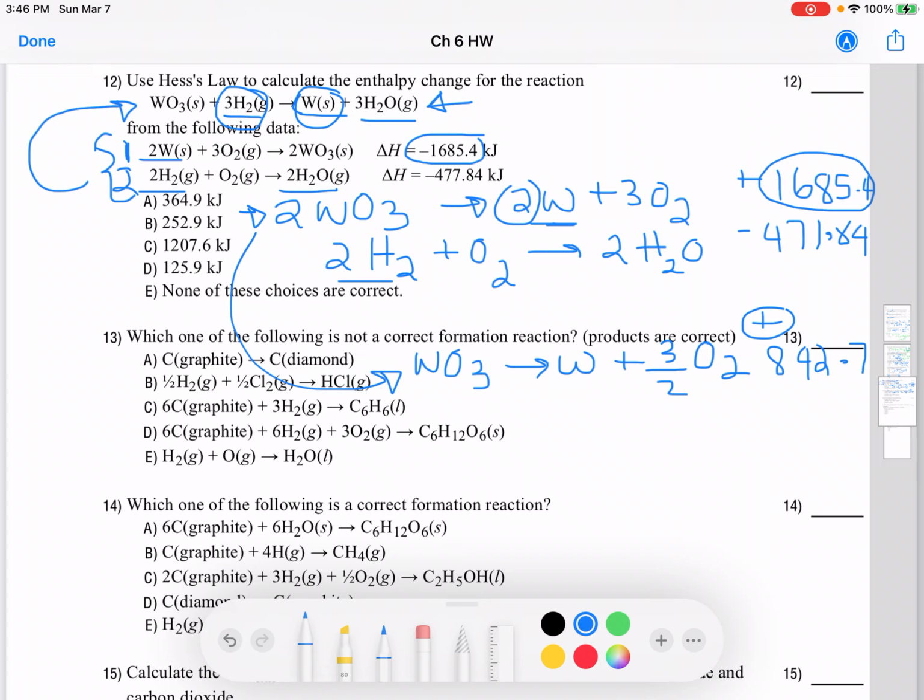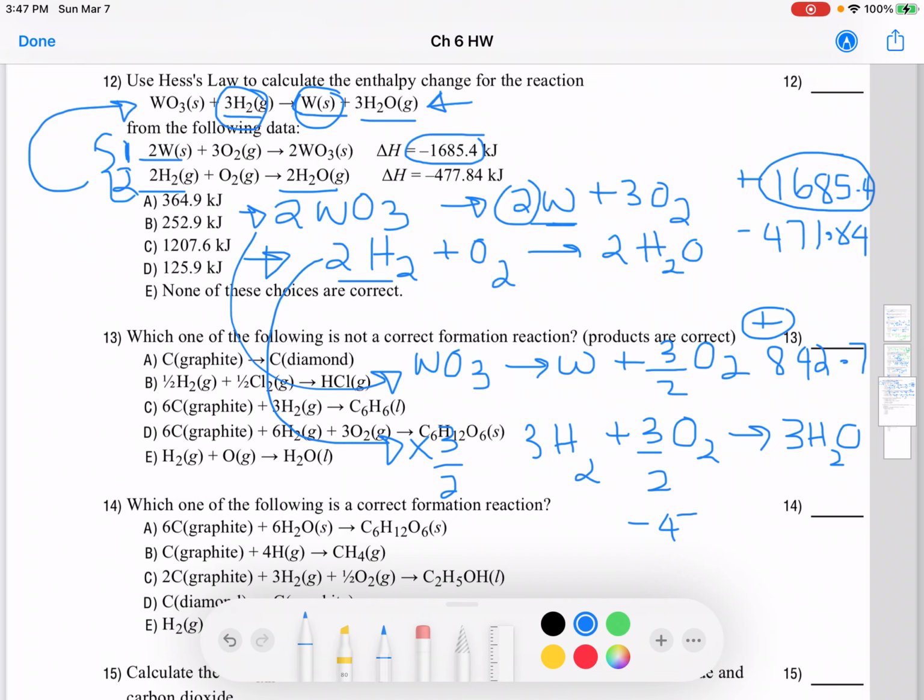Now for reaction 2, we need to multiply it by 3/2 to match the target reaction. So let's try to do that. When you do that, 2 hydrogens times 3/2 will give you 3 hydrogen. The whole thing needs to be multiplied, right? So that will give you 3 hydrogen plus 3/2 oxygen, and 3/2 water means 3 water, and the negative enthalpy also needs to be multiplied by 3/2.